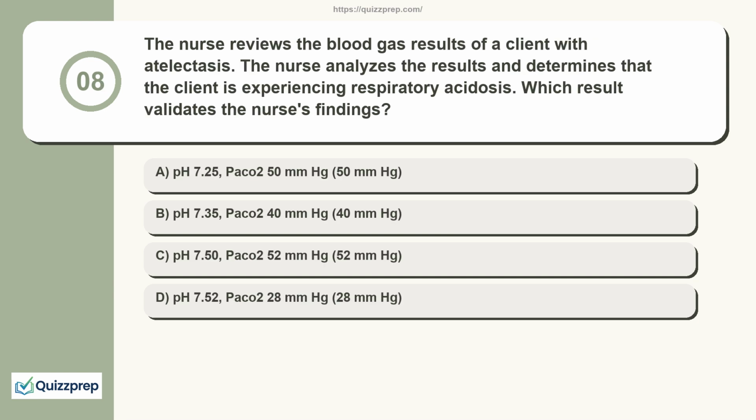Question 8. The nurse reviews the blood gas results of a client with atelectasis. The nurse analyzes the results and determines that the client is experiencing respiratory acidosis. Which result validates the nurse's findings? pH 7.25, PaCO2 50 mm Hg; pH 7.35, PaCO2 40 mm Hg; pH 7.50, PaCO2 52 mm Hg; pH 7.52, PaCO2 28 mm Hg.